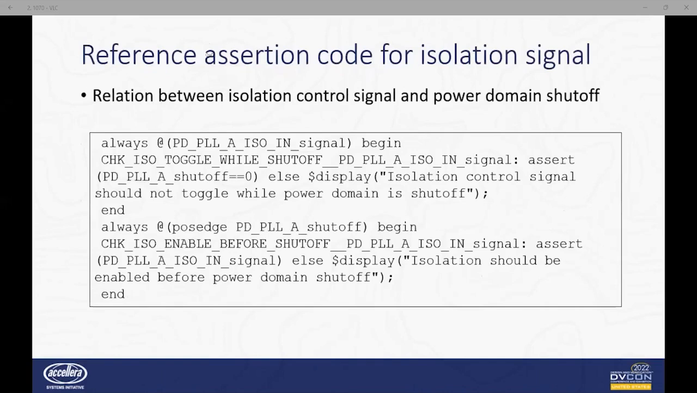This is an example assertion code of describing the rules of isolation control. The isolation rules can be simply checked with this example code. The thing to keep in mind is that this should be described for all the isolation signals. Then it will help verification engineers to reduce debug time for any isolation control issues.